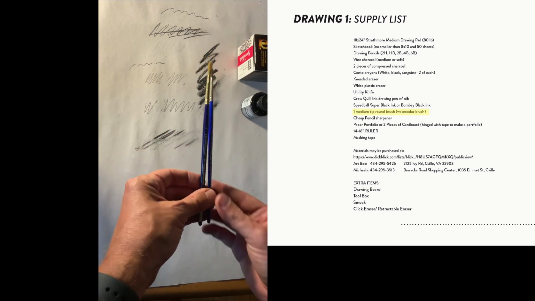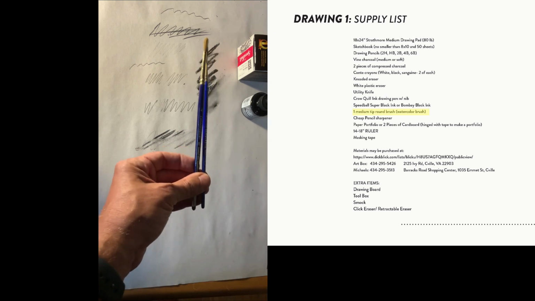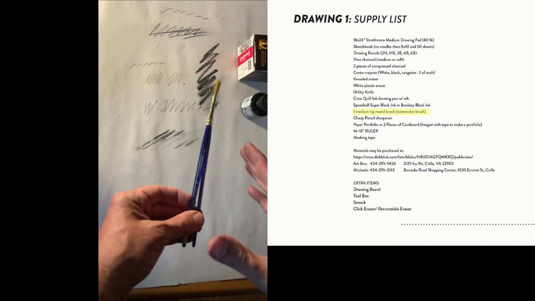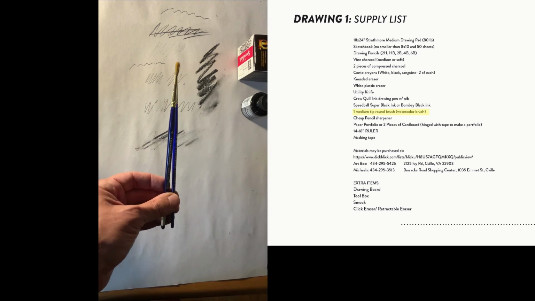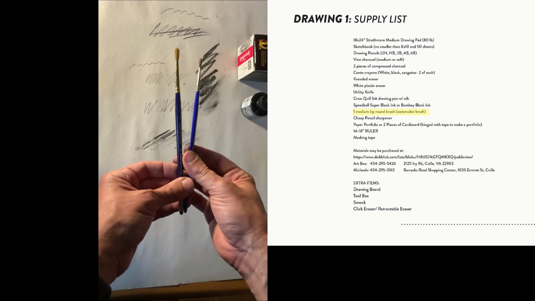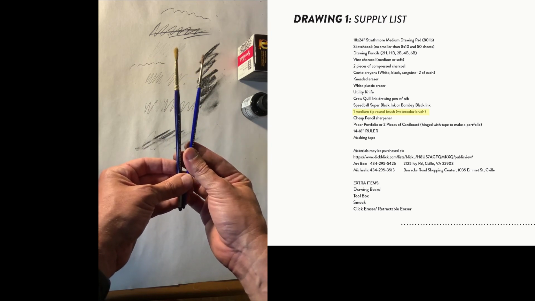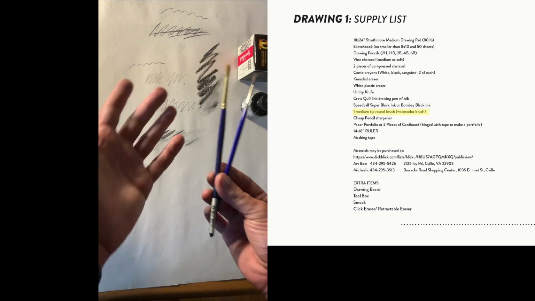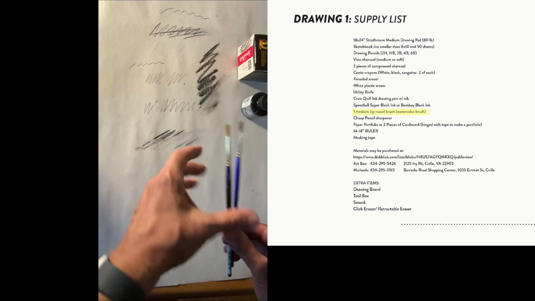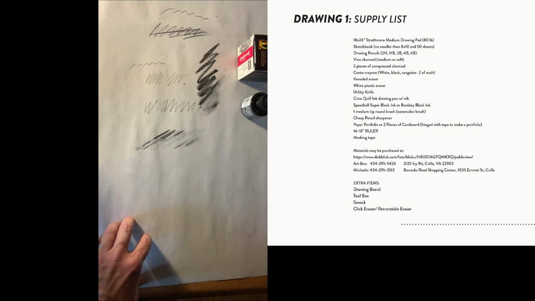I like having a finer detail, but when we get to doing bigger areas, which we're going to do in our positive negative space study, you're going to find that you're going to want something thicker. So, you're more than welcome to buy 2, but I'm only requiring you to buy 1.